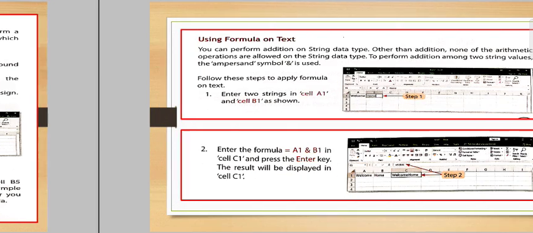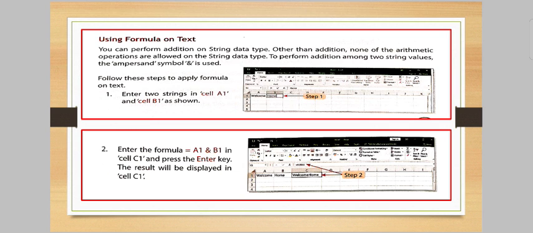Next is using formula on text. You can perform addition on a string data type. Other than addition, none of the arithmetic operations are allowed on the string data type. To perform addition between two string values, the ampersand symbol is used.